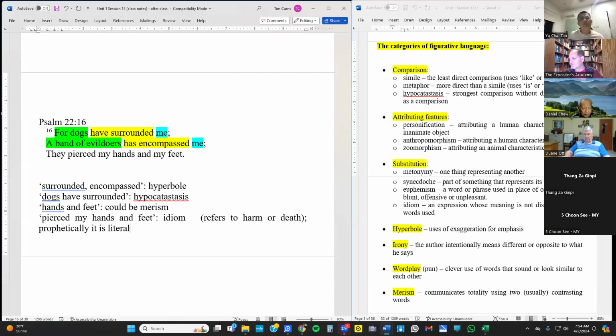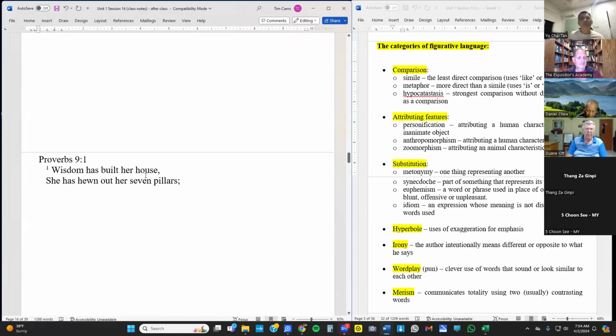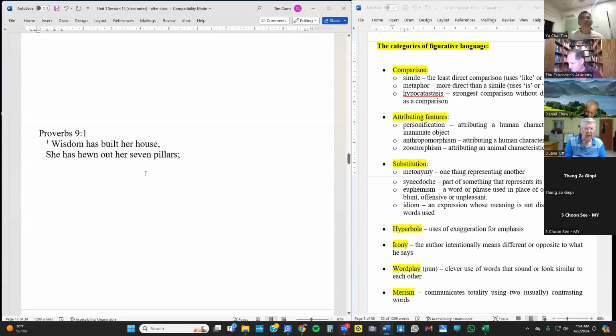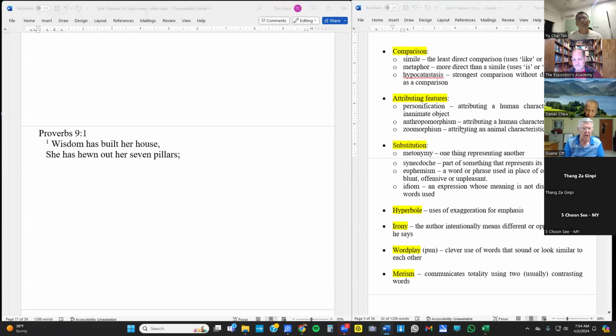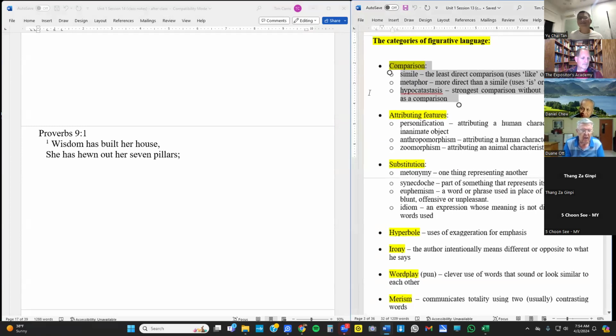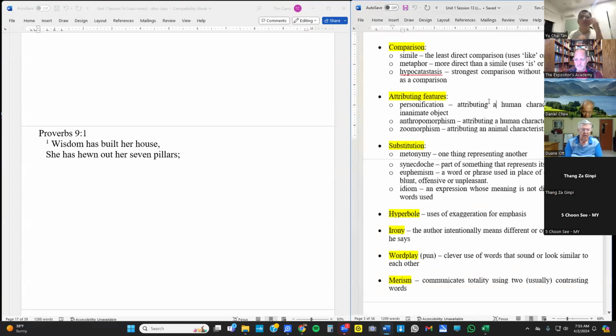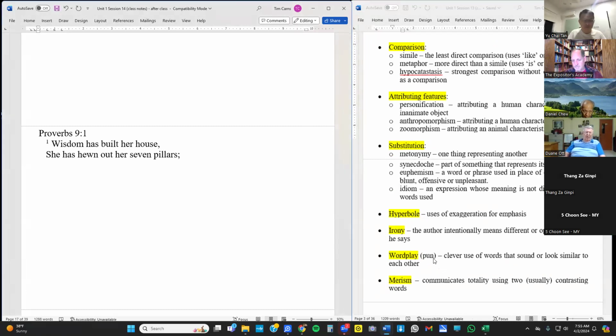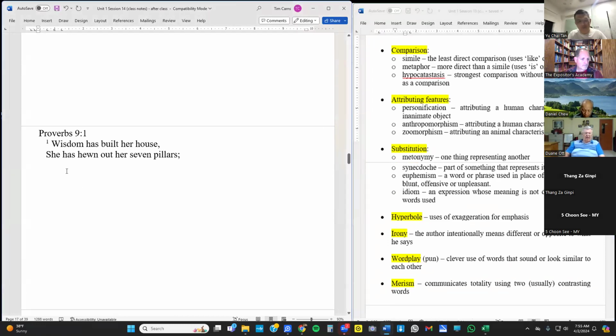All right. Good. Dwayne, do you want to tackle the next one here? Proverbs 9:1. "Wisdom has built her house." Well, obviously, wisdom doesn't build houses. "She has hewn out her seven pillars." Well, I think we understand what it's saying, but wisdom, of course, is being personified here, as someone that builds houses and hews out pillars.